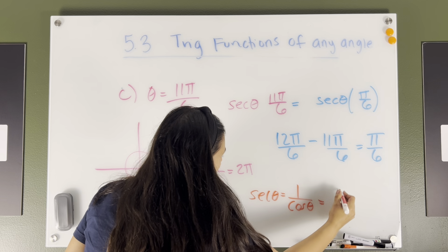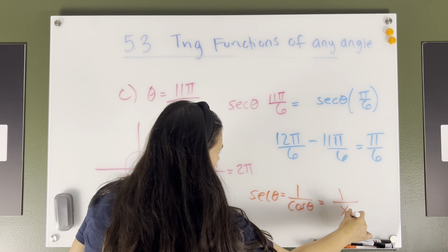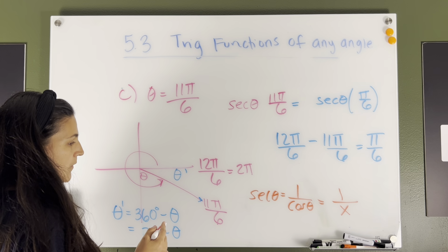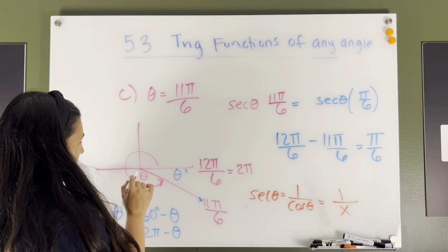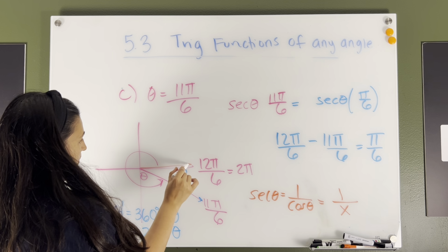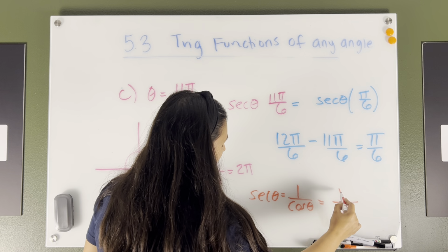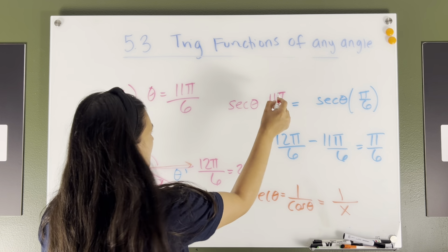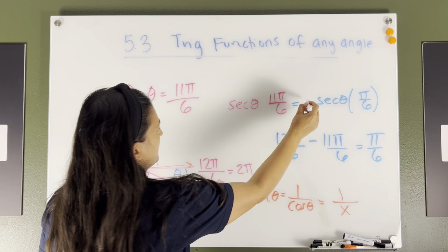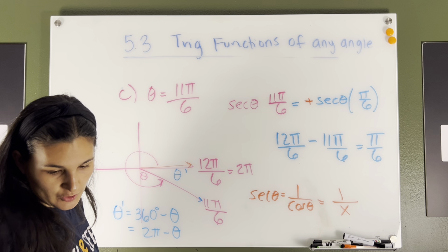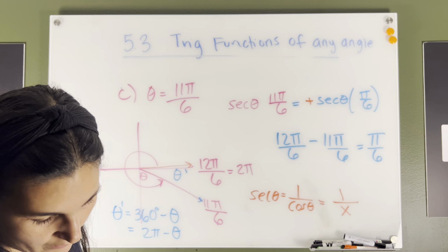And cosine theta is attributed to our x value. Okay, so what are the signs of the x values in the fourth quadrant? Those would be positive values. So this would be 1 divided by positive, which is positive. So this is going to be positive. Okay, so positive secant pi over 6.